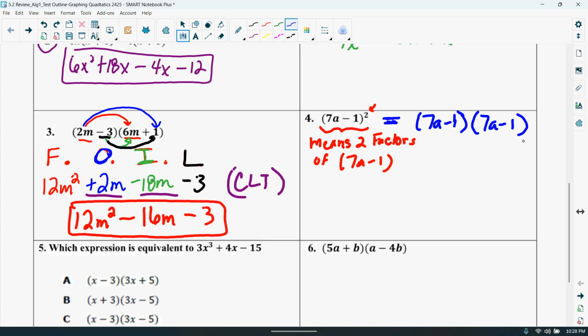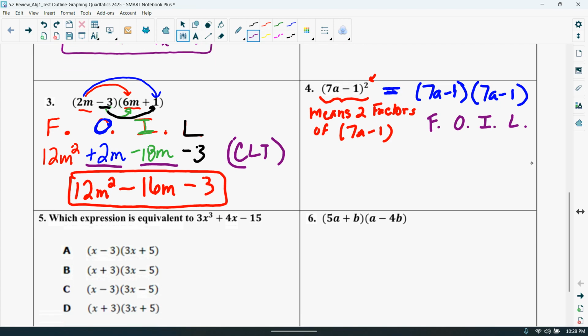So then from there, I can use the FOIL method. Okay, see if you can finish this problem. Okay, don't forget to combine your like terms and box your final answer.